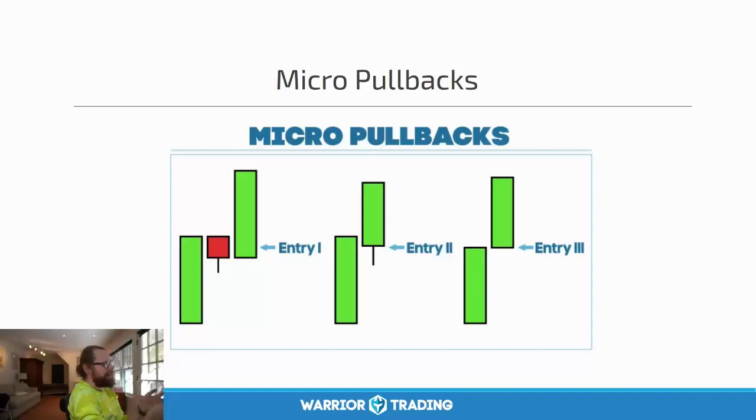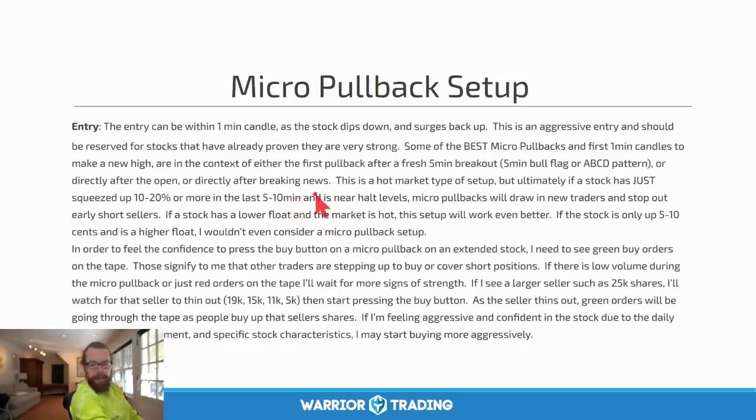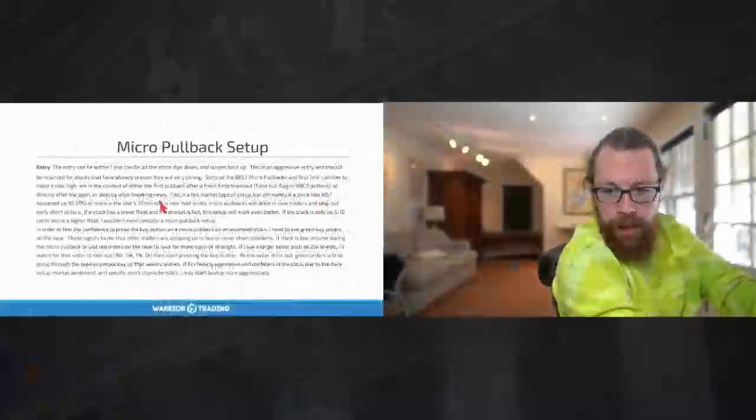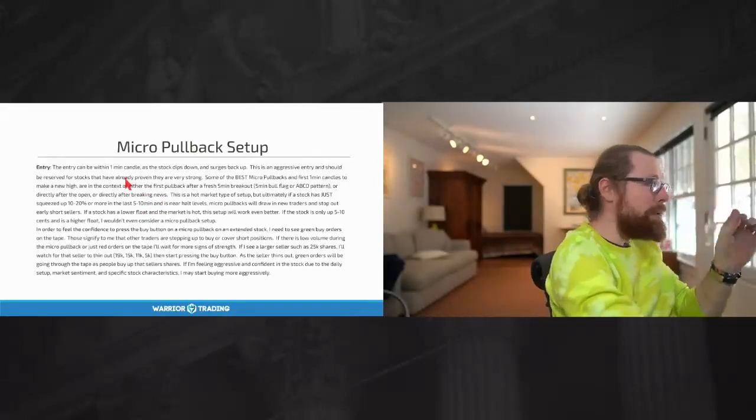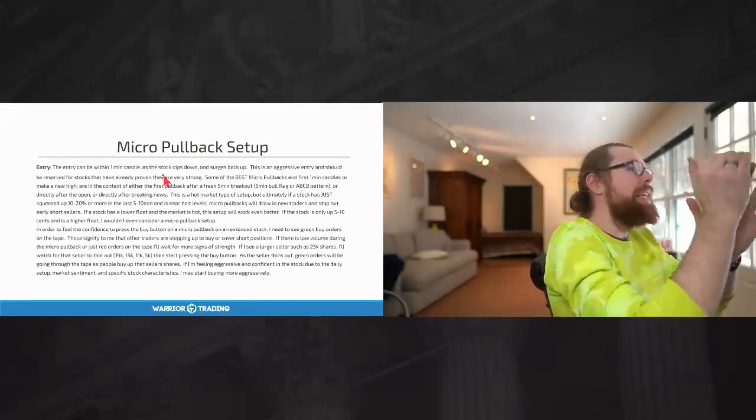You could trade it on a 5 minute chart, but then it's not really a micro pullback on the 5 minute chart. You know, this on a 5 minute chart is just kind of a very small bull flag. So primarily we're looking at these on the 1 minute and maybe even a 10-second chart or something like that. So let me read this slide for you, and I'll just put it up on like this. And I'm going to read it. So the entry can be within the 1 minute candle. So as the stock is surging up, then it dips down.